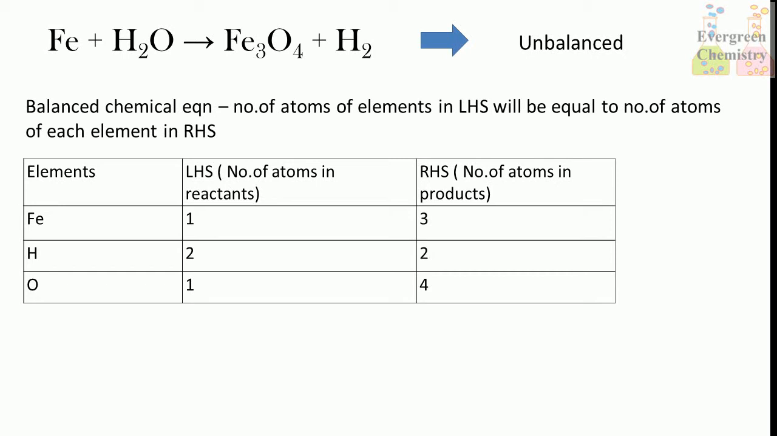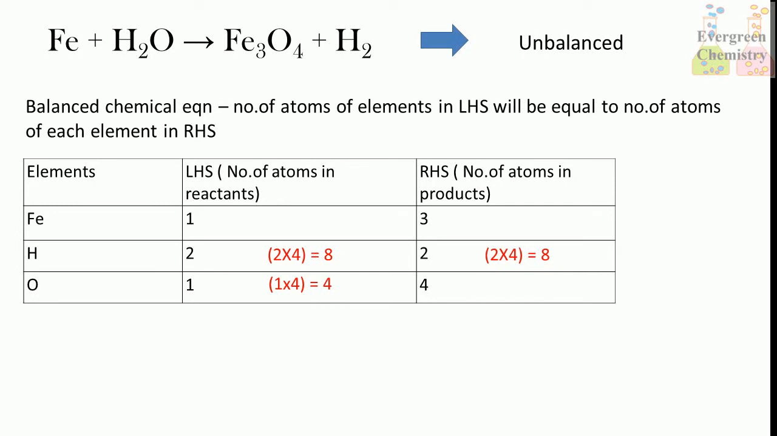Furthermore, to balance the number of atoms, it is better to start with the compound that contains the maximum number of atoms. In this case, start with Fe3O4. So for oxygen, we can equalize by multiplying the coefficient of H2O in LHS by 4. So 4H2O. This indirectly increases the number of hydrogen atoms in LHS. So we have to multiply the coefficient of the hydrogen molecule by 4 in RHS.